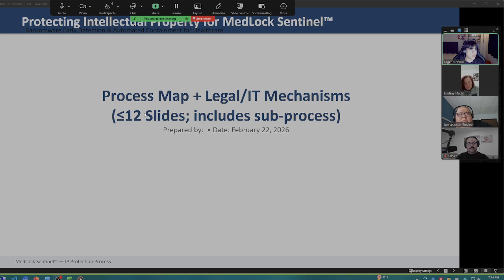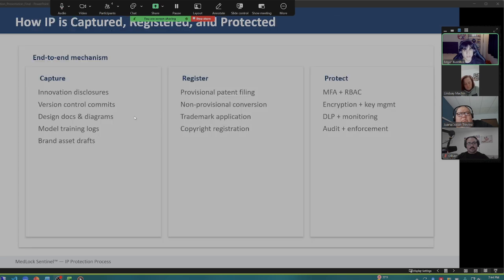So first, I'm going to describe the life cycle. The life cycle goes like this. It goes capture, register, protect. First is capture. Capture is operational. Engineering and product generate artifacts, and we log them as IP candidates. Next is register. Register is legal. Patents, trademarks, copyright creates formal rights. And then finally, we have protect. Protect is IT plus governance. Control, maintain trade secret status, reduce theft risk, and preserve evidence needed for enforcement.